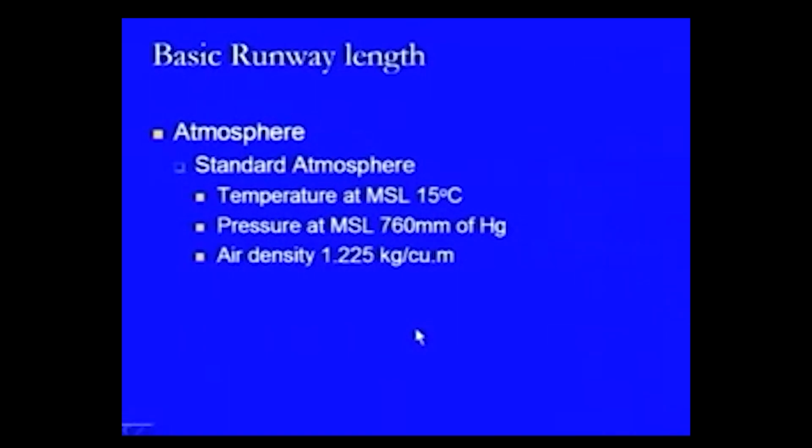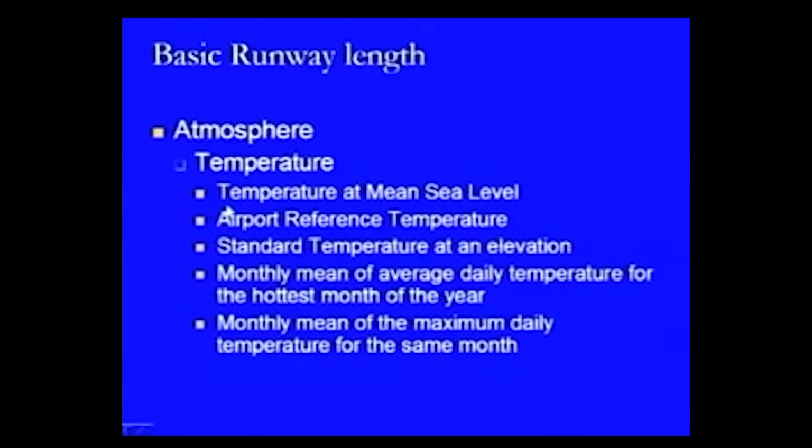Now, in the case of atmosphere, the standard atmosphere is defined as the temperature at mean sea level of 15 degree centigrade, pressure at mean sea level as 760 mm of mercury, air density as 1.225 kg per cubic meter. So, if there is a variation with respect to these values, then the basic runway length has to be adjusted. In the case of temperature, it is taken as the temperature at mean sea level. Then there is another temperature which is to be computed, that is termed as the airport reference temperature, which is dependent on the altitude with respect to the mean sea level. Then there is a standard temperature at an elevation.